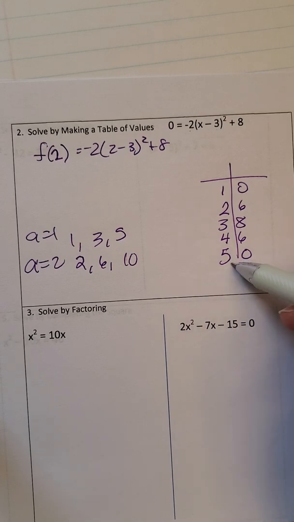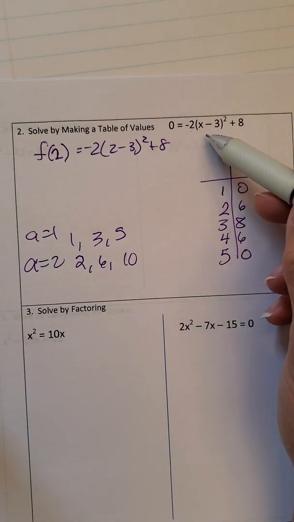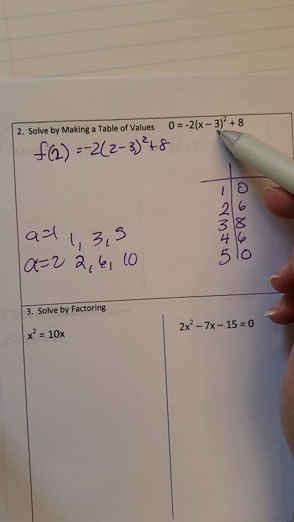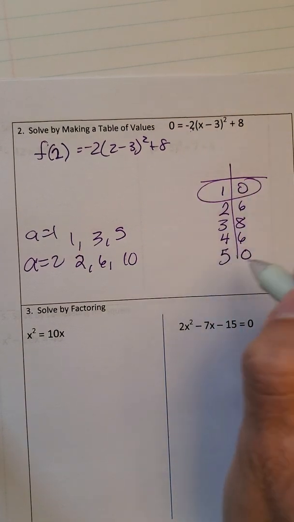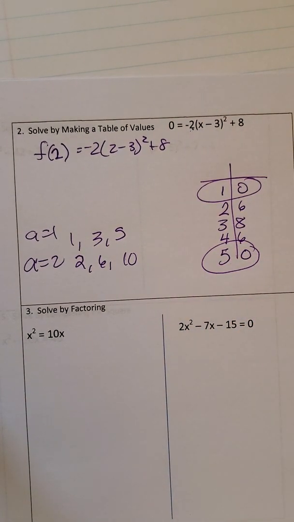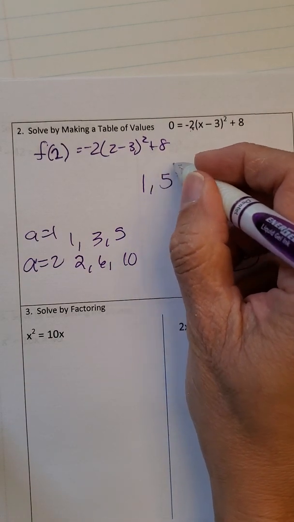So let's check it out. If I put a 1 in here, 1 minus 3 is negative 2. Negative 2 squared is 4. 4 times negative 2 is negative 8. Plus 8 would be 0. And I just found my answers, 1 and 5. Those are my x-intercepts. So solve by making a table of values, I just did. My answers are 1 or 5.